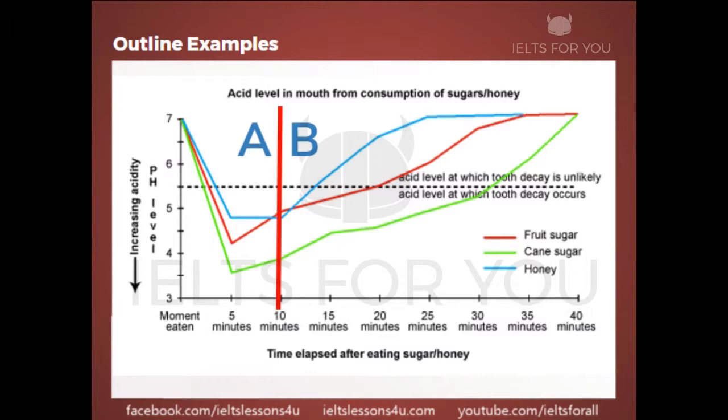And then the most important thing is dividing these paragraphs into paragraph A, paragraph B. And just like that red line, we want to do this visually. Okay, the information is visual, so we want to divide that visually. This vertical line at the 10-minute mark, that is what sets us up for a successful essay.